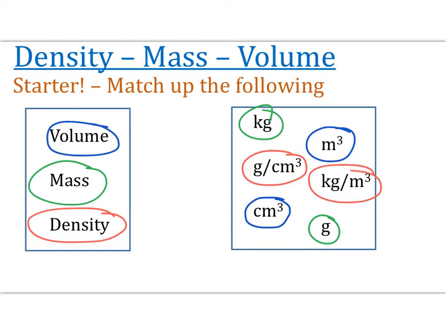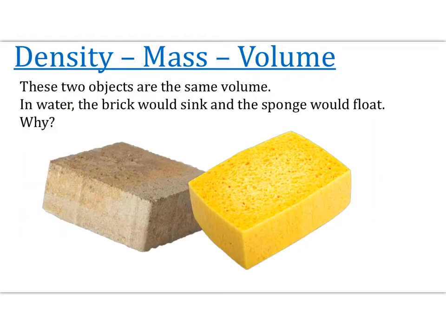All right, let's talk about what density is. We've got these two objects that are the exact same volume. We've got a brick and we've got a sponge, and they're the exact same size. In water, the brick would sink to the bottom, and the sponge would float. Do you know why that is? The reason for that is because the brick is much more dense.